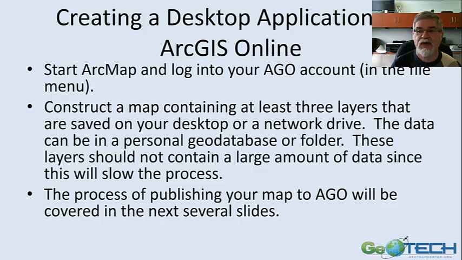The process of publishing is what we're going to do in the next several slides. So you need to make a map. It doesn't have to be complicated. I like it if it has some zoom levels that turn on and off, or labels that turn on and off, just so you see some of the usefulness of it. But again, these don't need to be complicated layers. They just need to be things that you want to display.